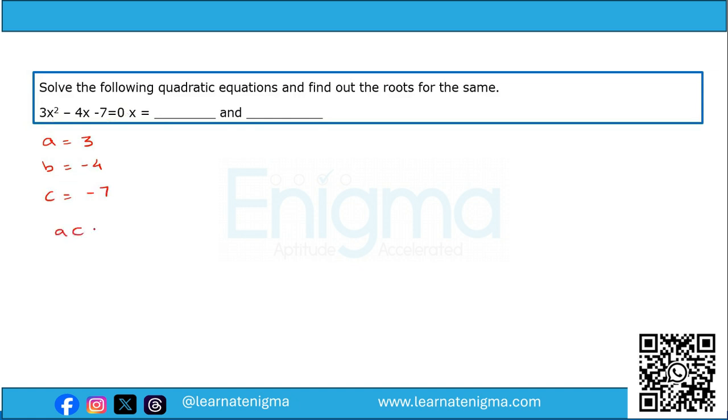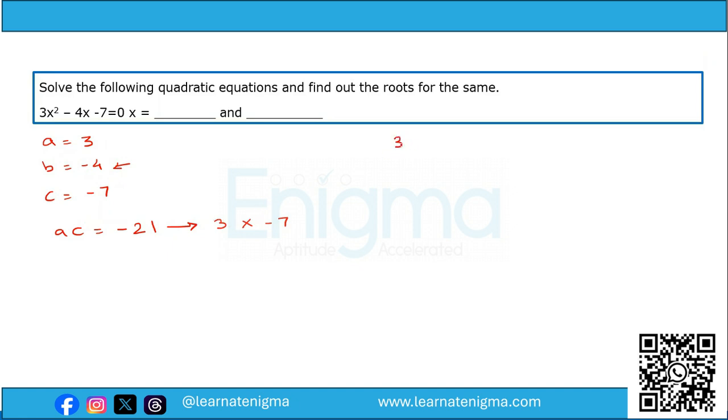So we get ac = 3 multiplied by −7, that is −21. Now we have to factorize −21 in such a way that the addition of factors should be equal to the value of b, that is −4. Now luckily if you take 3 and −7 itself, you get the same thing, that is addition of factors is equal to −4. So we'll split the middle term like this itself.